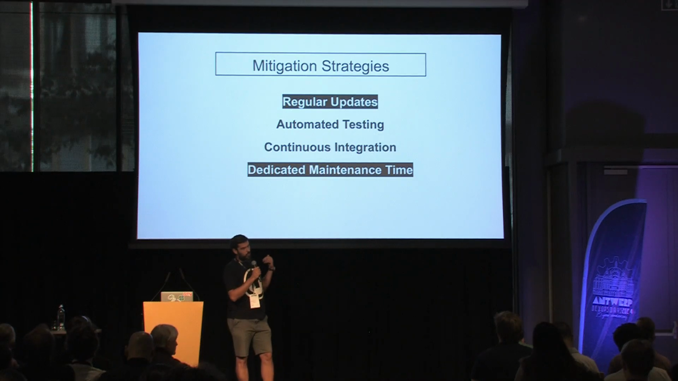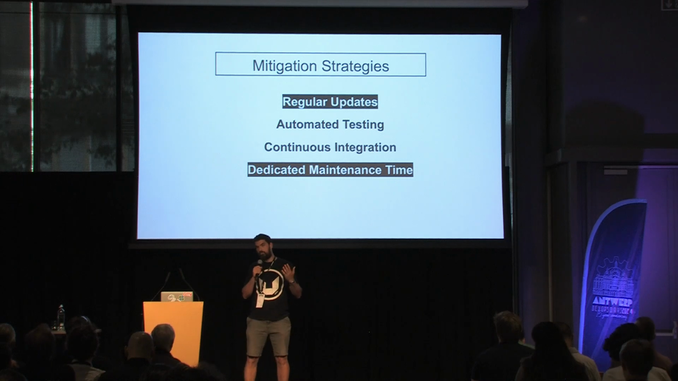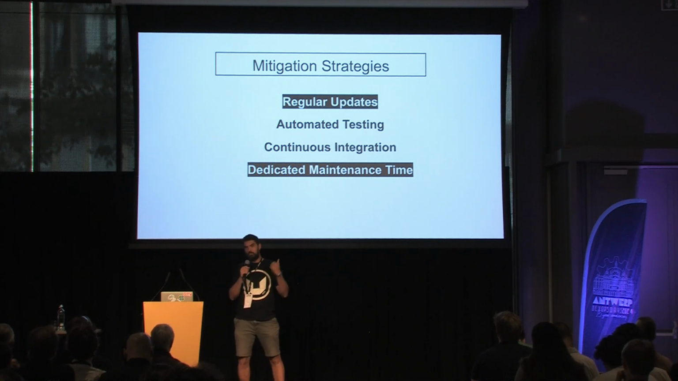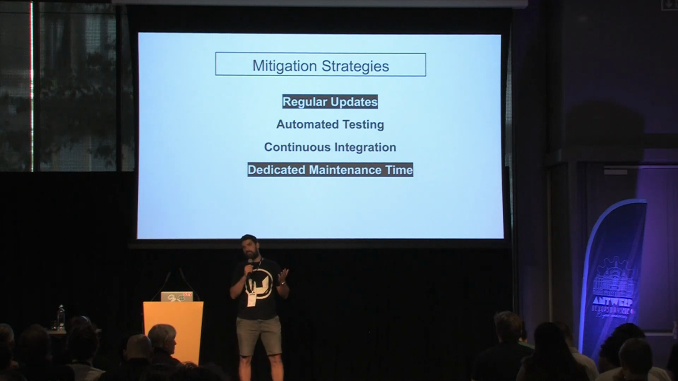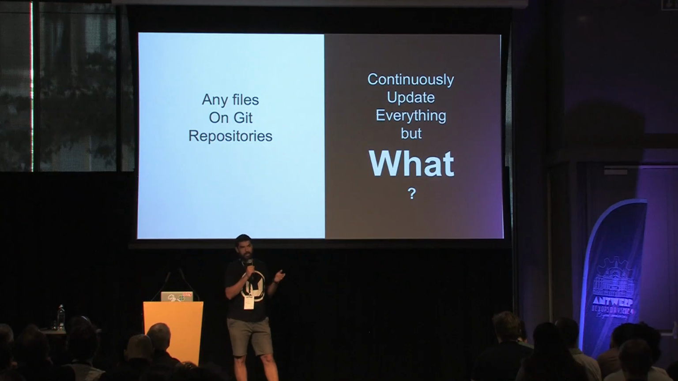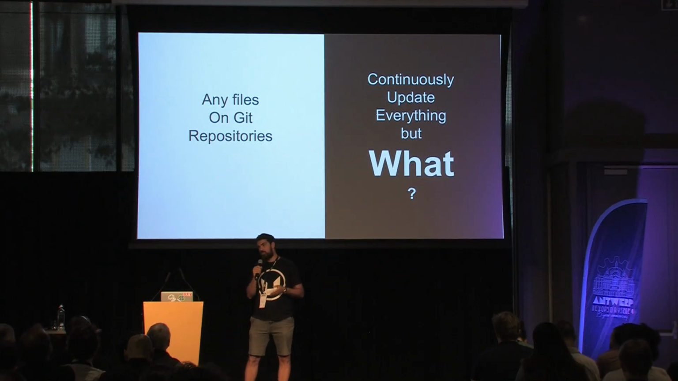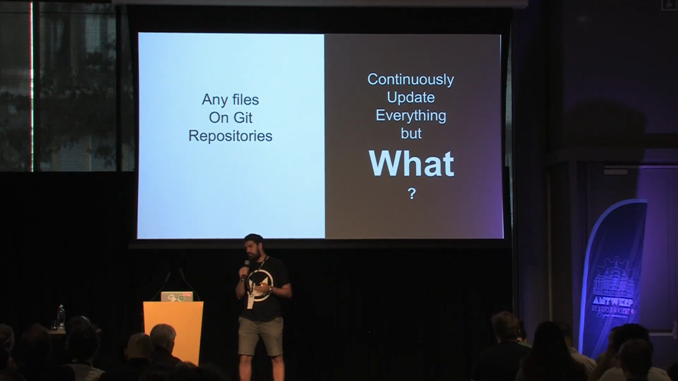So obviously, what I'm talking about here is not new. There are different mitigation strategies to avoid this: regular updates, being able to automate all those updates, having continuous integration in place so you can catch any issues, and finally, having dedicated maintenance time, because the project doesn't stop when you reach production. It's only the beginning, hopefully.